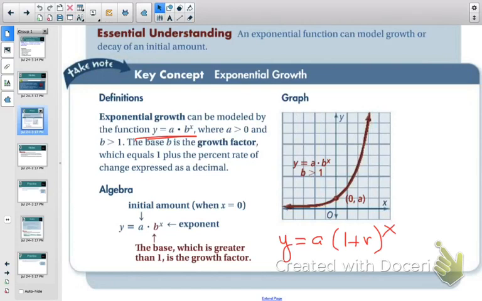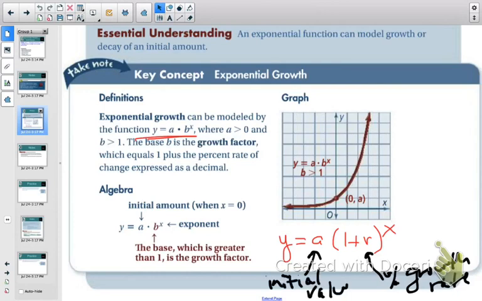Okay, so this r is the percentage growth rate. Okay, and a is still your initial value. Okay, so please write that down, have it in your notes somewhere. So basically we're just replacing b with 1 plus r. And I will show you why I'm doing that in the next slide.